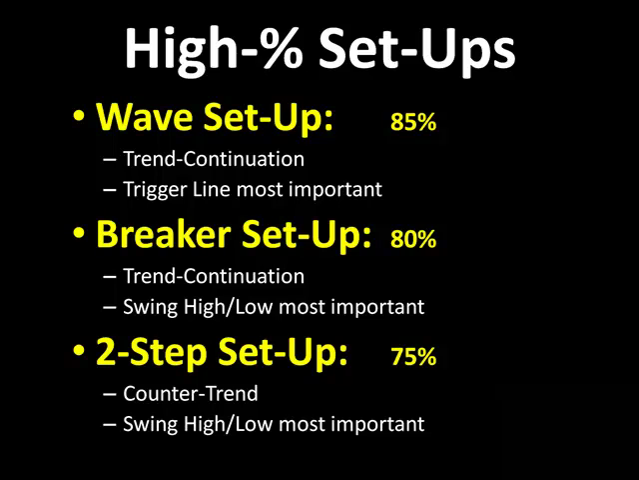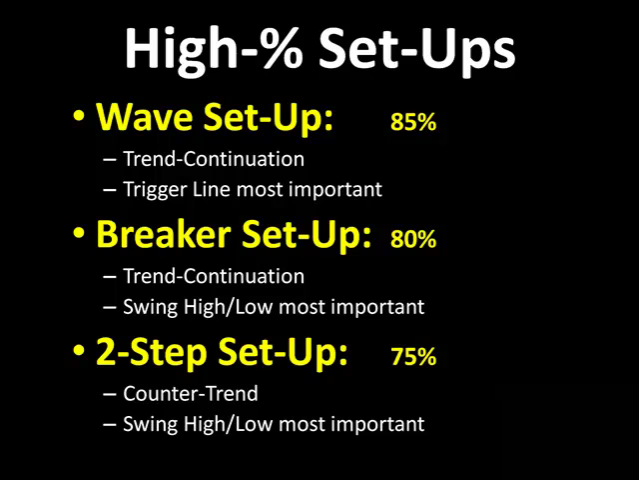I want to first of all make sure you guys are aware that the wave and the breaker are both trend continuation patterns. That means they trade with the trend. And the two-step setup is a counter trend pattern, so it goes against the short-term trend. As you can see, they're very high percentage, 85 to 75% winning ratios. Let's go over these patterns as they develop on our charts.